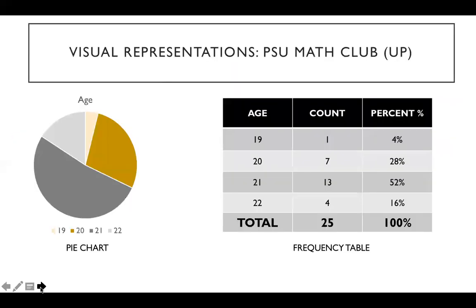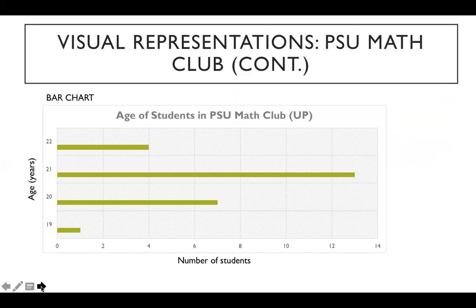So now we're just going to go over some visual representations you might see. These visual representations I'm going to show you in this slide and the next few slides all have the same data, just Penn State Math Club for University Park. It just shows the number of students in the club and then the ages. So we have a pie chart on the left, a frequency table on the right. Here is a bar chart.